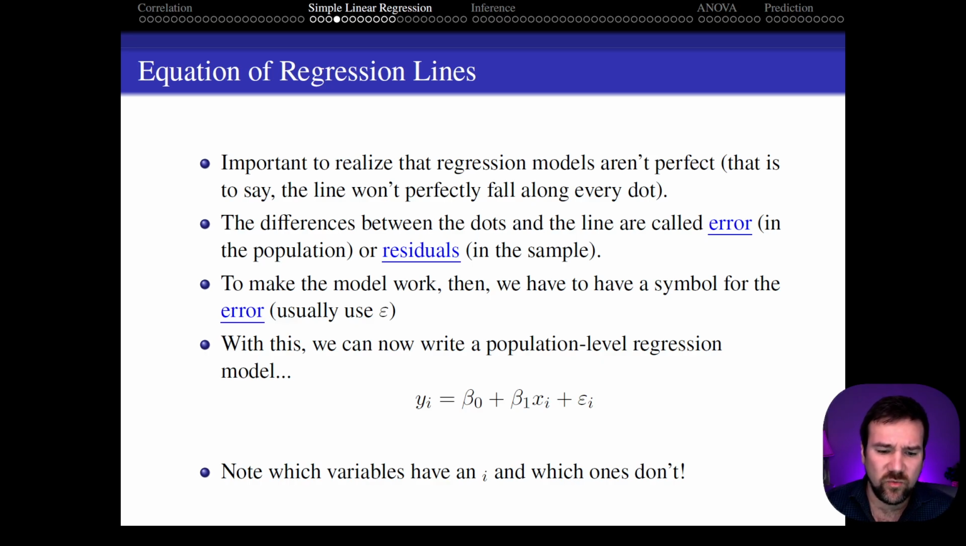I also want to note which variables have a sub i and what that means. Sub i simply indicates that each individual has their own. So let's read through this equation and see which variables have sub i's. I see Y, and remember what Y is. That's the dependent variable. The dependent variable has a sub i.